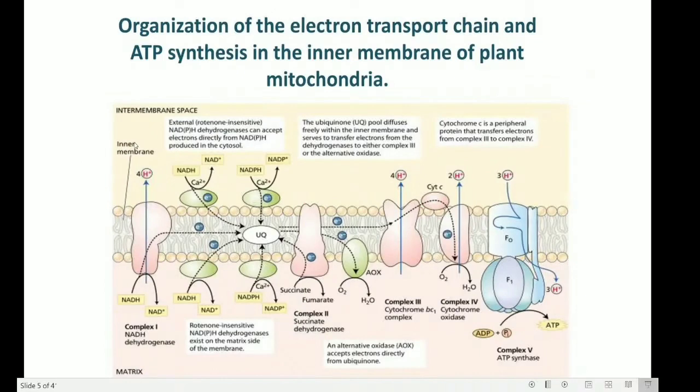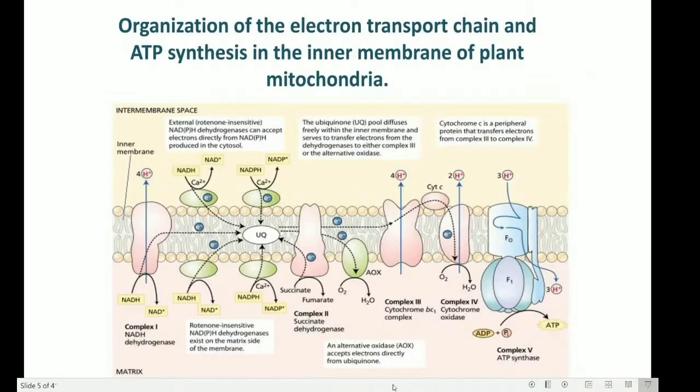This ubiquinone can transfer the electron to complex 1, complex 2, complex 3, the inner and external dehydrogenase enzymes. It releases the electron to all these enzymes, but not to the ATP synthase enzyme. The ATP synthase enzyme is an independent enzyme, so it won't get any electron from the ubiquinone molecule. In the first step we discussed NADH dehydrogenase, complex 1, then the external dehydrogenase in between, and the ubiquinone molecule, the inner membrane compound.